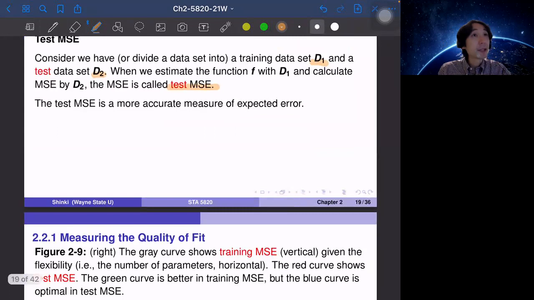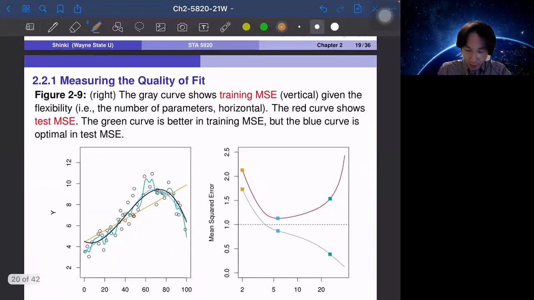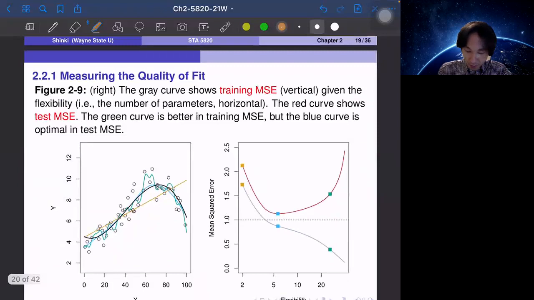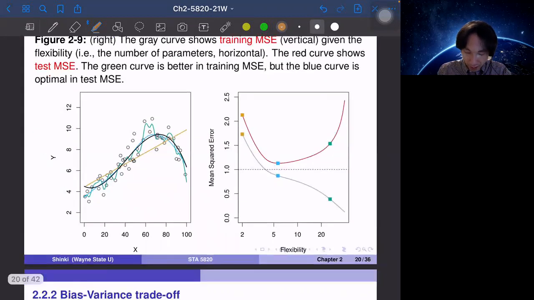Yeah, so this is test MSE. I think this is the same one. So this is basically the same one. I have already explained everything.